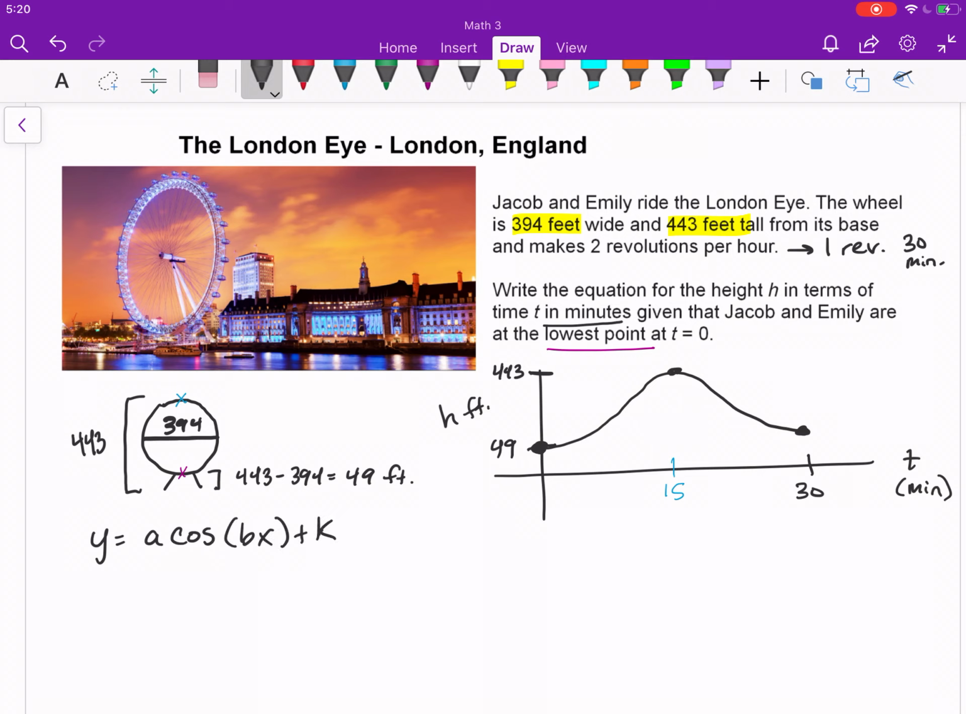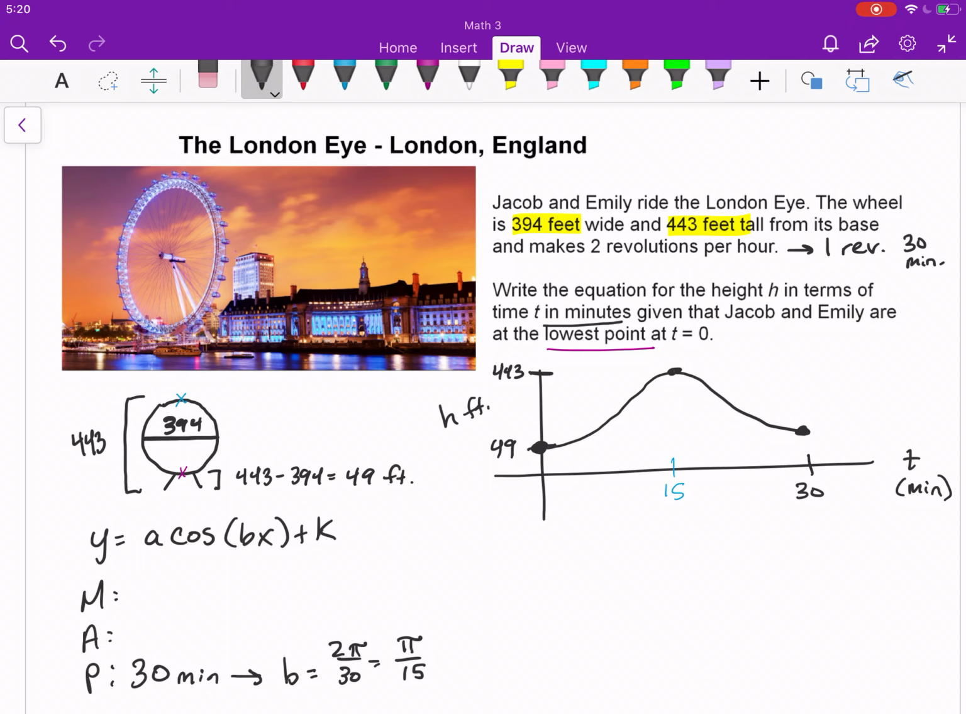So no different than what we've done. Meaning we've got to find our amplitude, our midline, our period. We've got to map this whole thing out. I know we love it. Now, the easiest thing for us is the period. They told us 1 revolution is 30 minutes. Okay, so that means to find our b, you do 2 pi divided by 30, which is pi over 15.